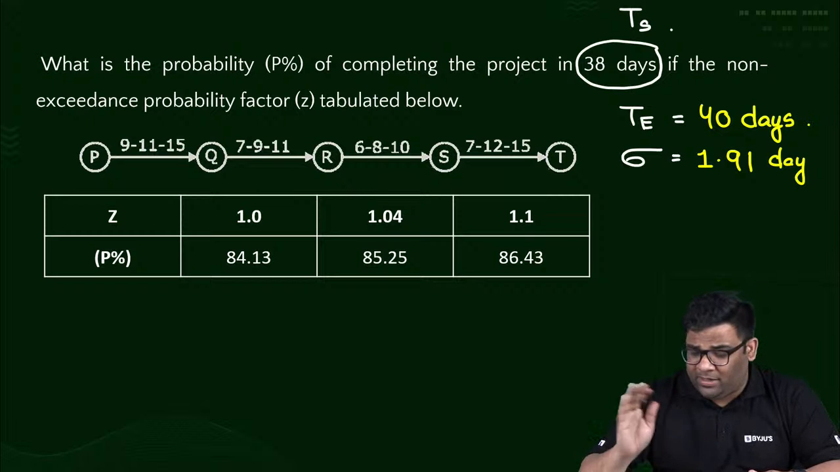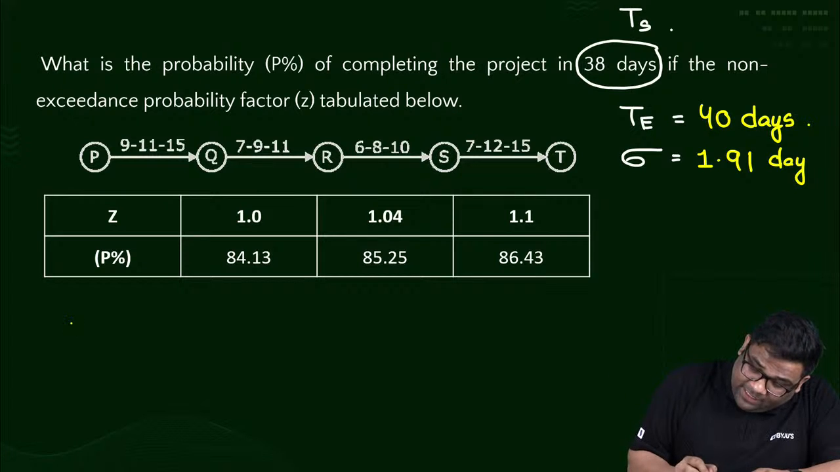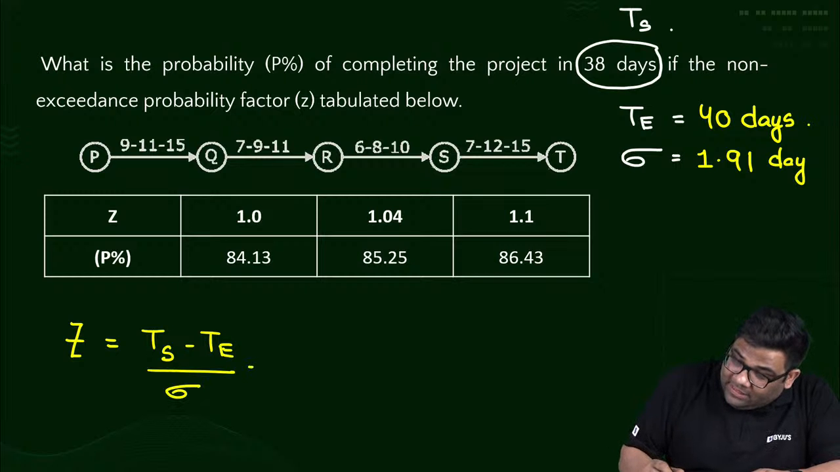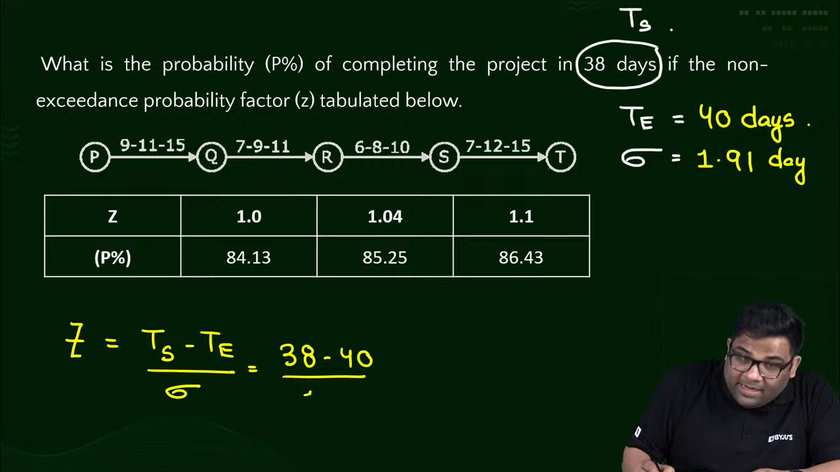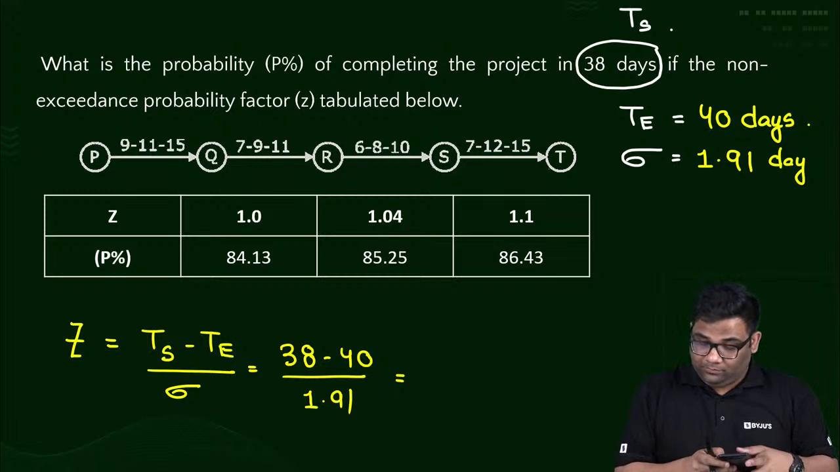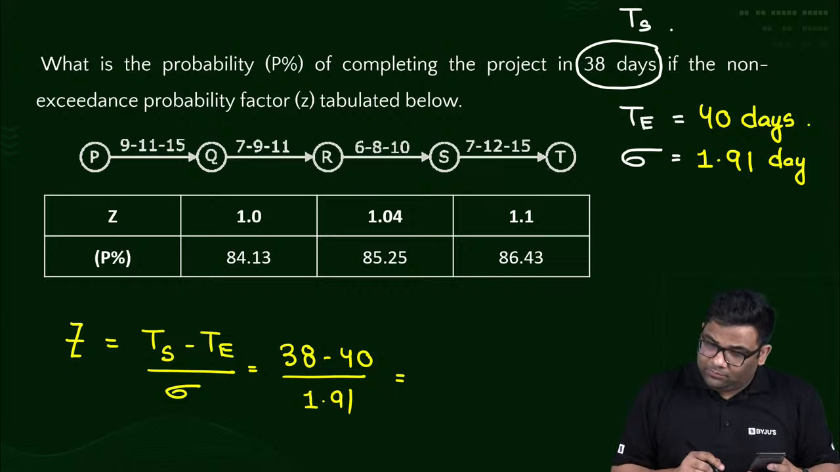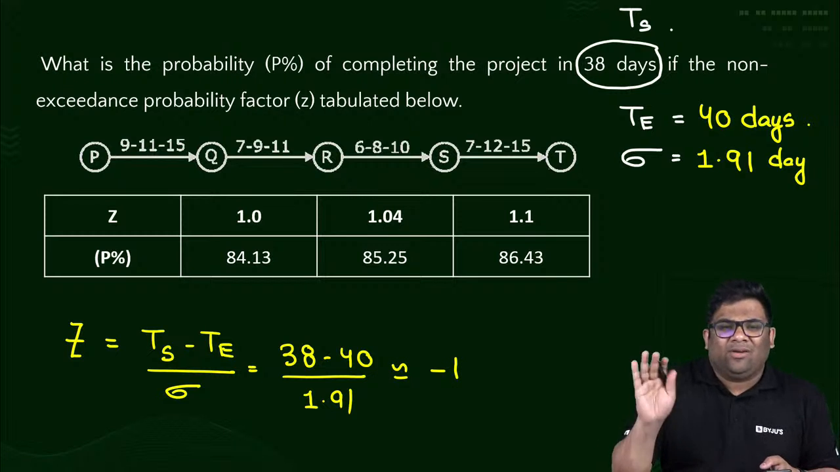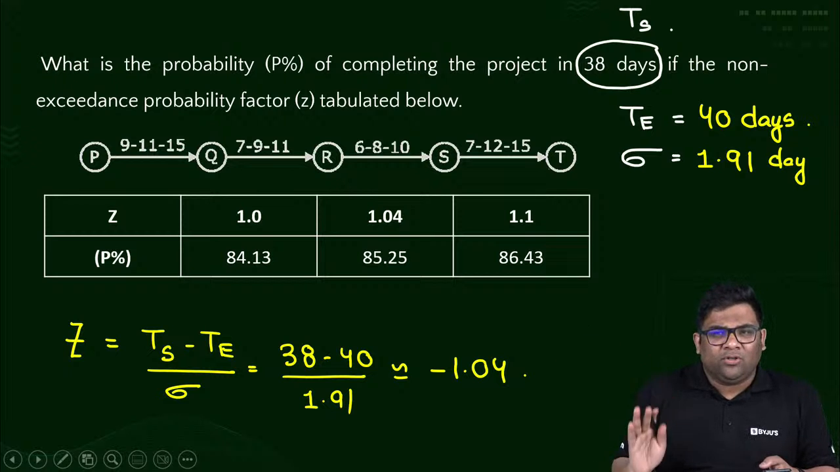TE and sigma for a series, I am not solving, I have already taught that. Now what is the Z you are getting? Z will be TS minus TE, always remember. That is 38 minus 40 divided by 1.91. You are getting minus, na? Minus 2 divided by 1.91, you are getting how much? Almost close to minus 1.04. You can take close to that, no problem, minus 1.04, right?